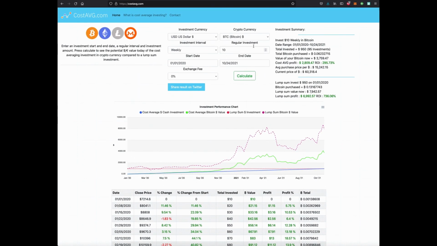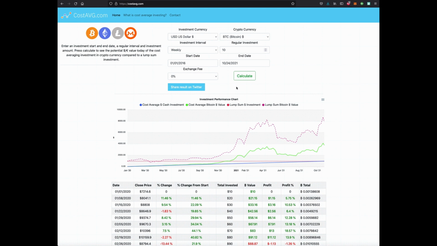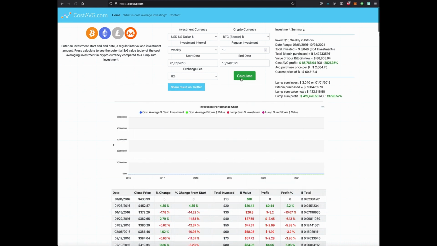Now let's play it differently, okay? Now let's say that you can afford more. Oh, actually, before we talk about even affording more, let's say you started doing this in 2016. That's 17, 18, 19, 20, that's 5 years, right? So 5 years you've been putting in $10, £10, whatever a week into Bitcoin. Let's calculate that and see what that brings us.